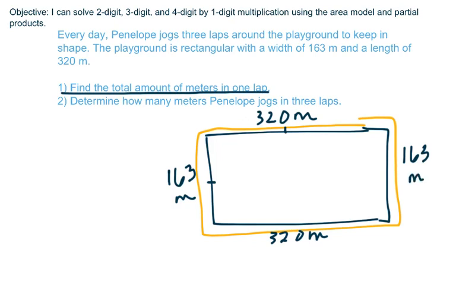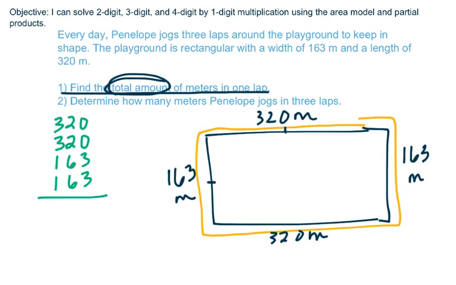So now I've got all my side lengths, but I need to know the total amount of meters in one lap. So in order to find the total, I'm going to need to add all of these numbers up. So I've got 320 plus 320 plus 163 plus 163. Now there's more than one way to solve this. You can certainly break it up into multiple problems. You could multiply by 2.